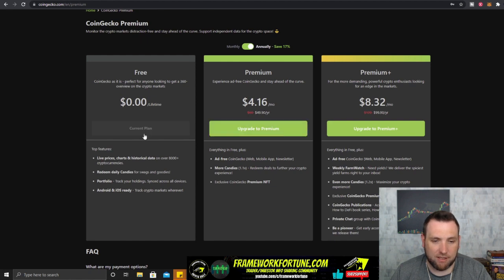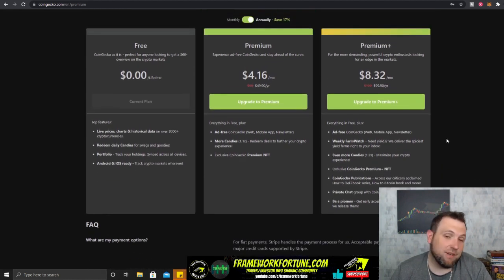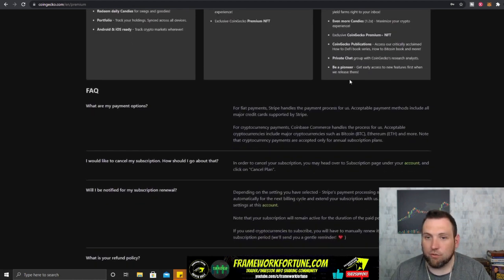$50 a year, you get everything in free plus no ads, more candies, and then an exclusive CoinGecko premium NFT. Whether that NFT is going to be worth anything, who knows, but they're throwing a little something in there for you. And then you have the premium plus, you get everything in free, plus no ads, weekly farm watch, so they deliver the yield farms right to your inbox. Even more candies, you get the NFT, access to their publications, their DeFi series and Bitcoin book and more. You also get a private chat group with CoinGecko's research analyst. Then you can get early access to new features when they first release them.